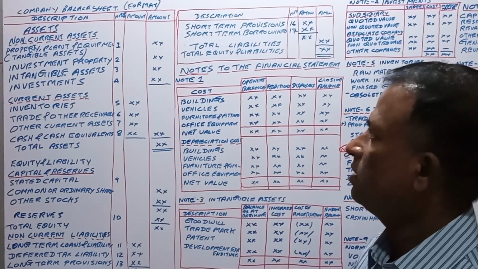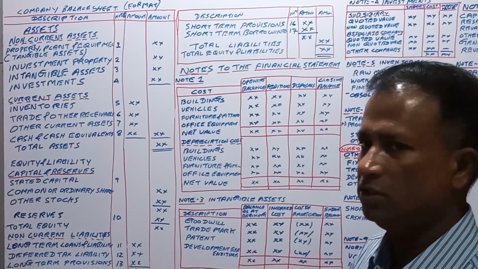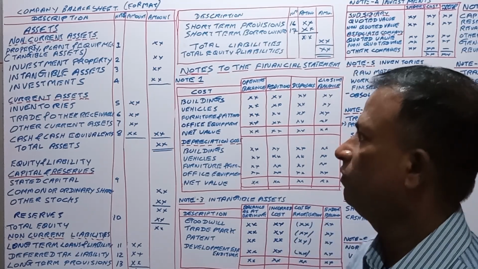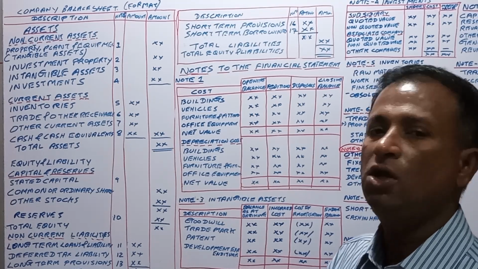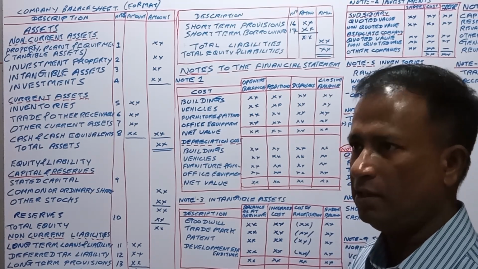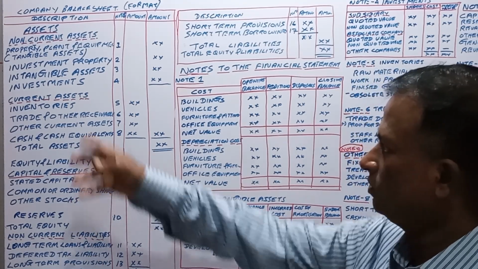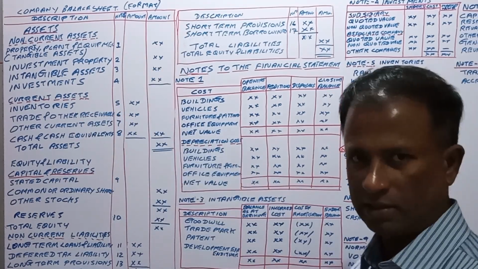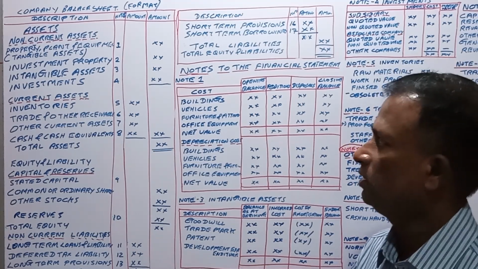Non-current assets are the fixed assets, right, which cannot be liquidated within 1 year, meaning within a 12-month period, right? If you can liquidate that asset within the period of 12 months, then you will categorize that under the current assets. So that is the difference between the current and non-current assets, right?